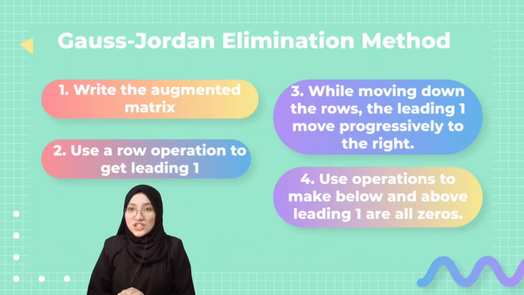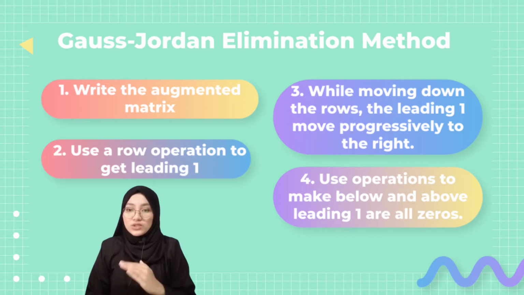To solve the Gauss-Jordan elimination method, there are a few steps that we need to follow. We need to write the equation into the augmented matrix, and then we need to use a row operation to get leading one. And then while moving down the rows, the leading one must move progressively to the right, and also we need to use operations to make below and above leading one all zeros.